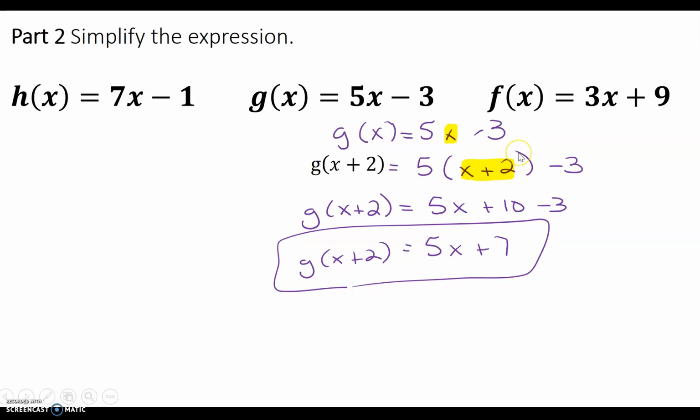And again, I would make sure I'm putting it in parentheses, because hopefully when you put it in the parentheses, you realize if you were to do 5 times the quantity of x plus 2 and then minus 3, you'd have to distribute the 5. So 5 times x is 5x, 5 times 2 is 10, and then I still am bringing down my minus 3. So then I have 5x plus 10 minus 3, so that's really just like 5x plus 7. And again, with that one, I know it seems a little bit tricky, but I'm just putting this expression in place of the variable.